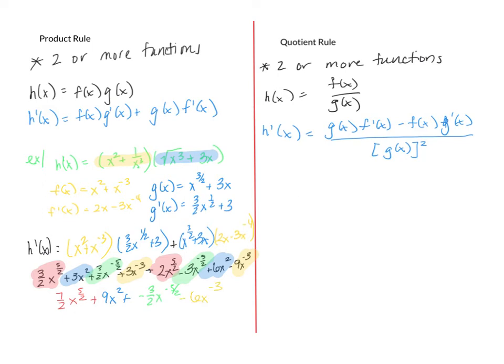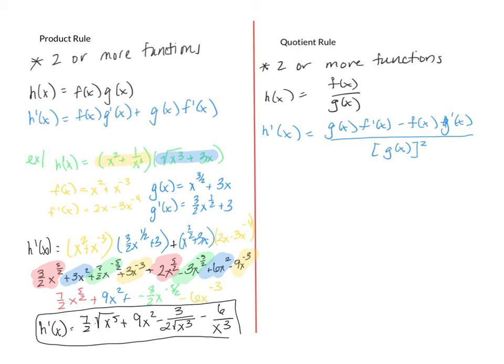And so that's not the most beautiful answer on the planet. I will admit to that, but it's not so bad. To write it as a rock star answer, okay, 7 halves times the square root of x to the 5th plus 9x squared minus 3 over 2 times the square root of x cubed minus 6 over x cubed. And there is your rock star answer.